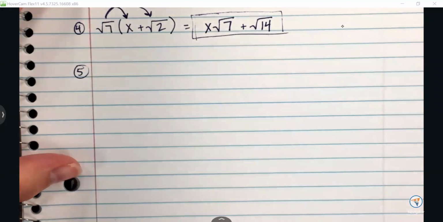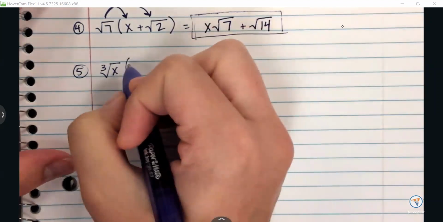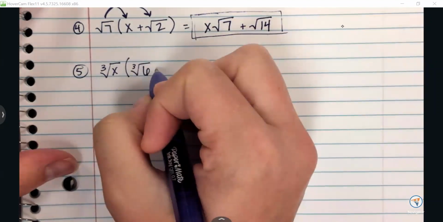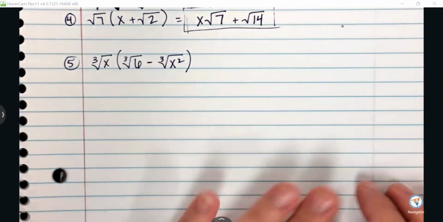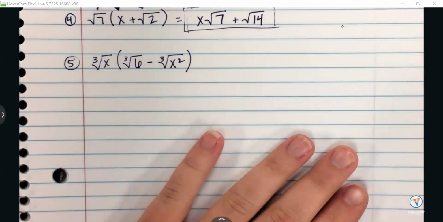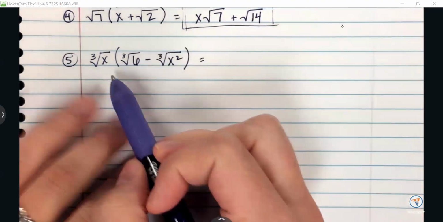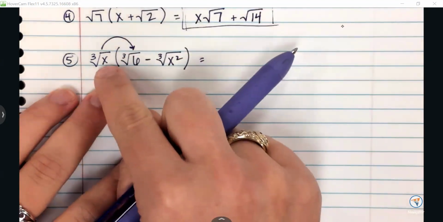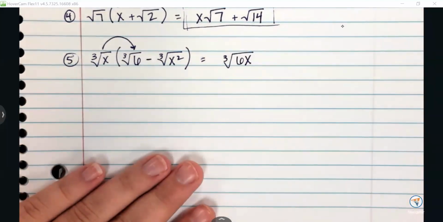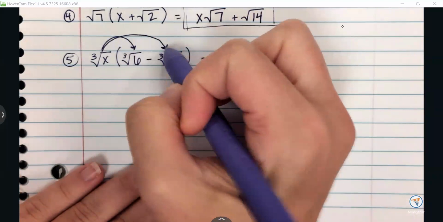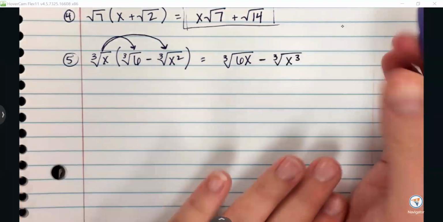So number 5 says the cube root of x, parentheses, cube root of 6 minus cube root of x squared. Well, this one's easier because they are all located inside. So that makes it very easy to multiply. So this would actually multiply when I distribute. So x times 6 would be the cube root of 6x. And then since the second one's also inside, x times x squared would be the cube root of x cubed.